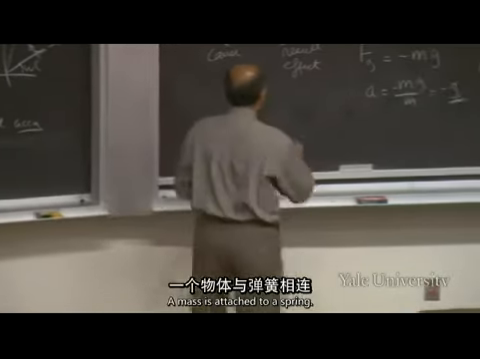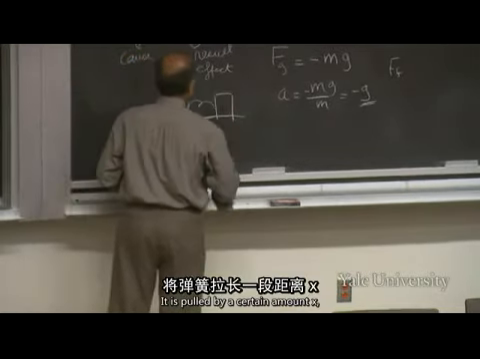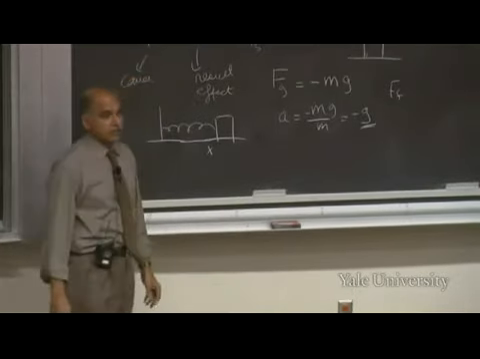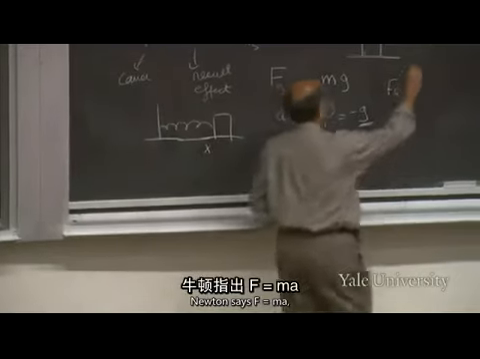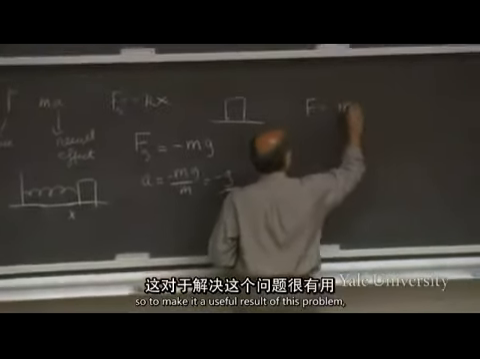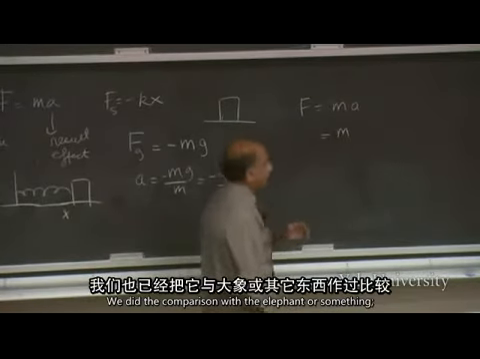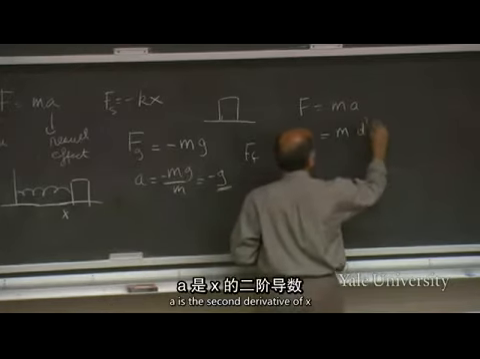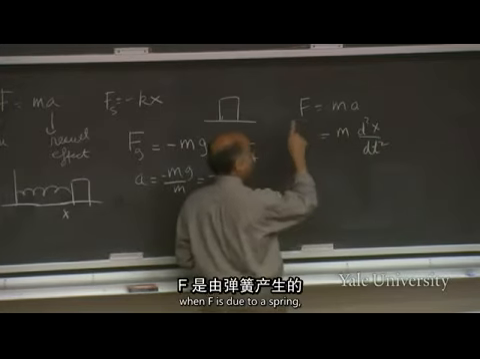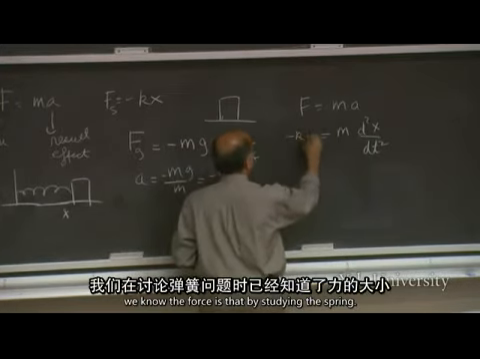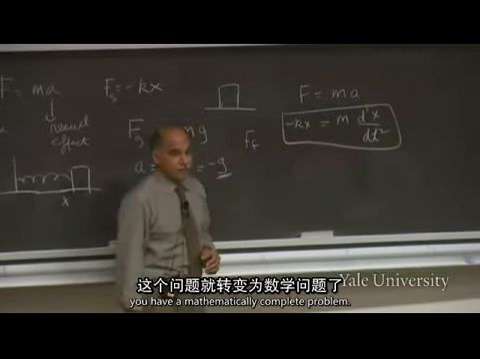A mass is attached to a spring. It is pulled by a certain amount, x, and is released. What is it going to do? You go to Newton. Newton says F equals ma. So to make it a useful result in this problem, we know the mass of this guy. We did the comparison with the elephant or something. a is the second derivative of x. And for this problem, when F is due to a spring, we know the force by studying the spring, and suddenly you have a mathematically complete problem.